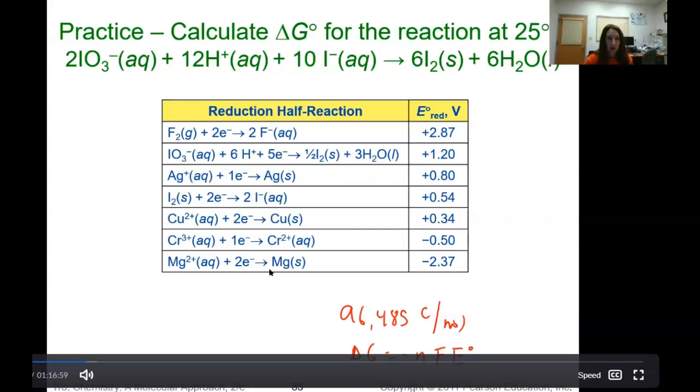So I'll give you like 2 minutes. So if you're doing this now or watching this later, try this one, because it's got a lot of little minute details in it that you need to keep straight. And then we'll go over it in just a minute.